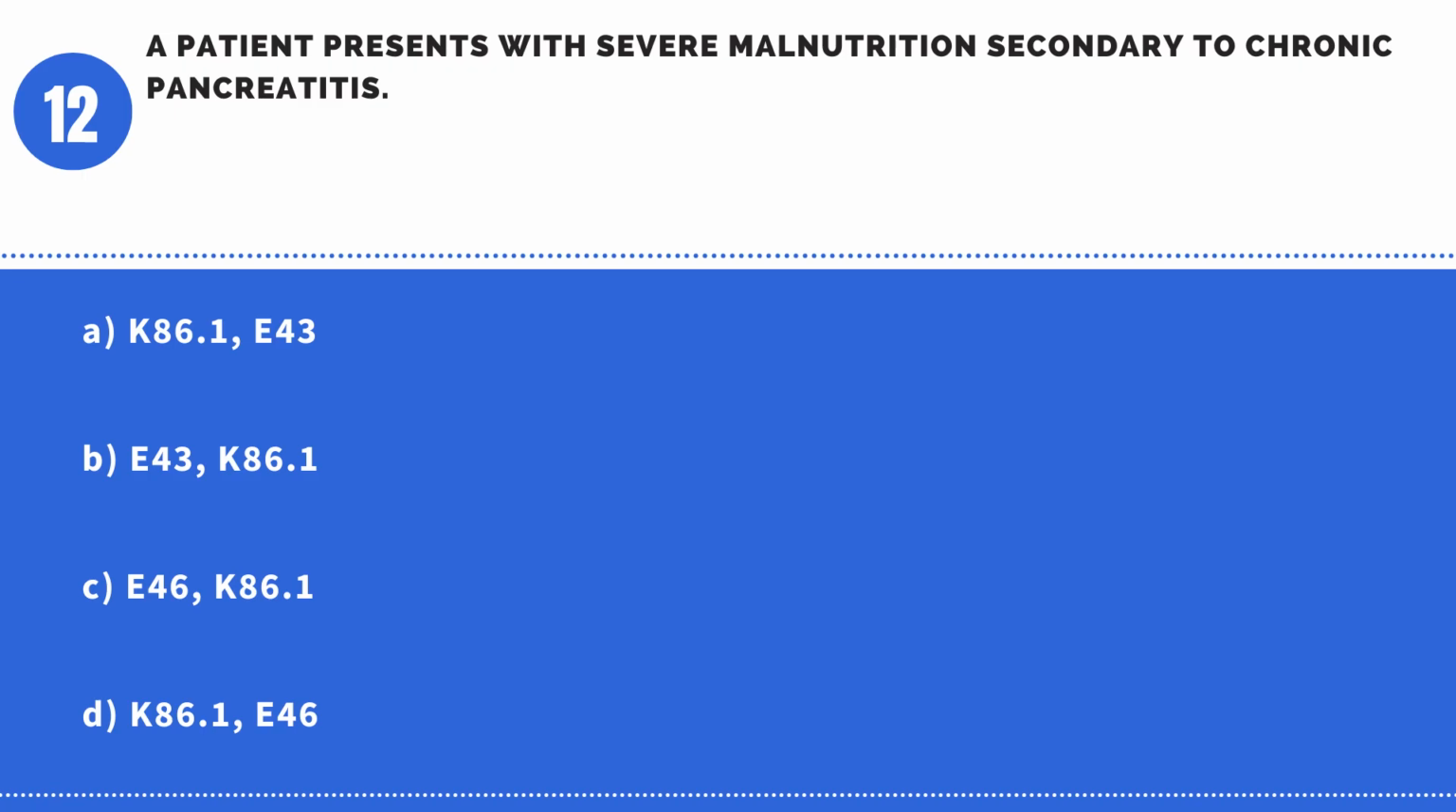Question 12. A patient presents with severe malnutrition secondary to chronic pancreatitis. A. K86.1, E43. B. E43, K86.1. C. E46, K86.1. D. K86.1, E46.